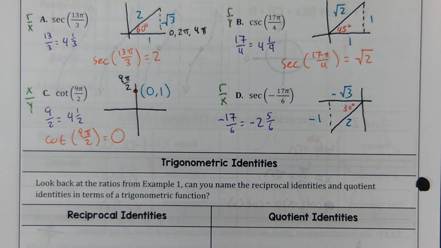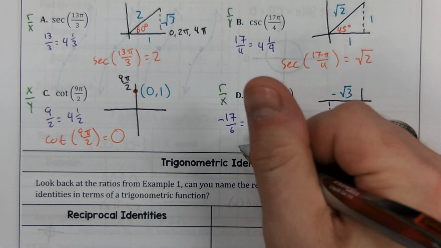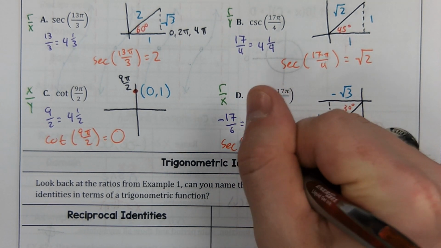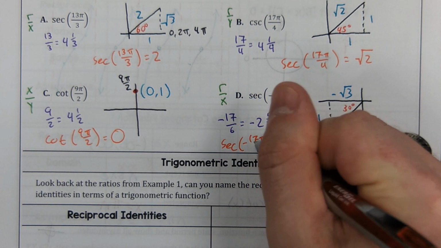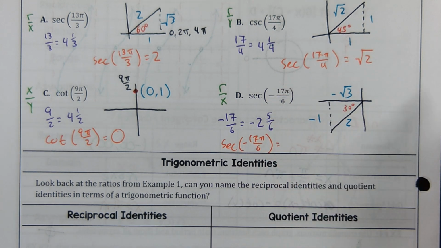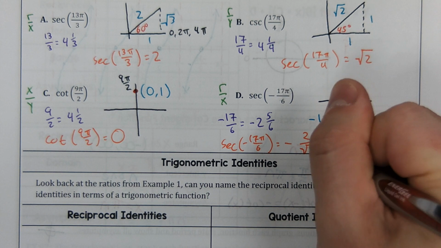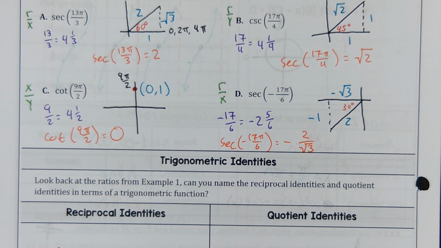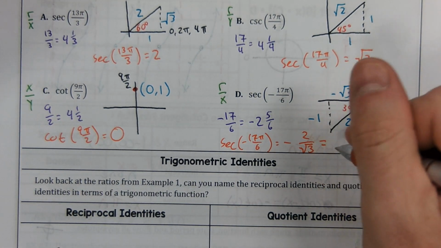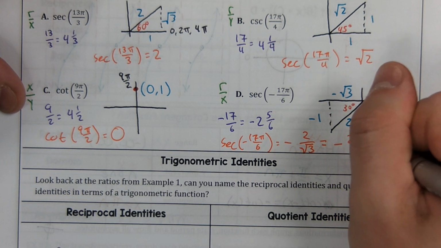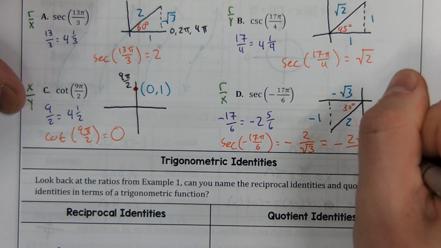Okay, we're going to have to rationalize this denominator for the AP exam. So secant here is negative 2 over root 3. If you multiply the top and bottom by the square root of 3, we will get negative 2 root 3 over 3.